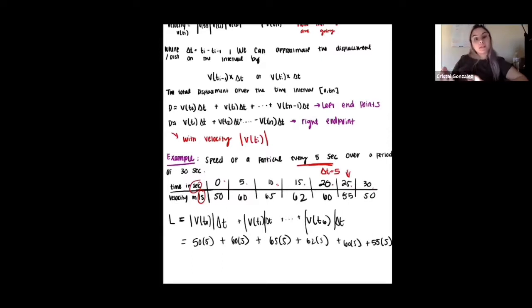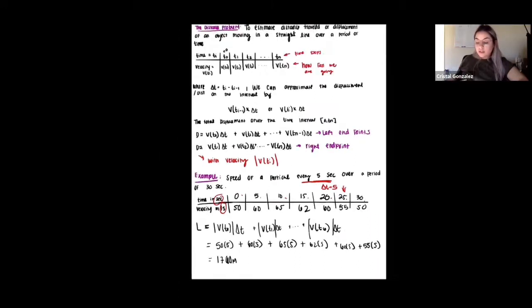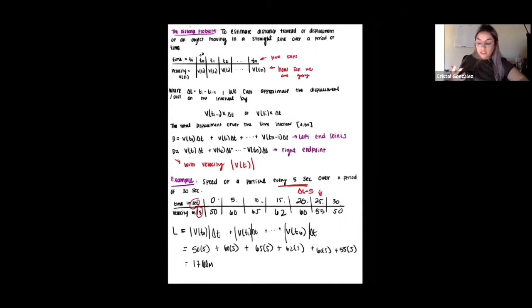And this is going to give us the approximation of our distance over that series of time. If we multiply this out, which I did ahead of time because I don't want to be plugging this into my calculator, we're going to get 1,760 meters. So overall, in the time of 30 seconds, we traveled this far.